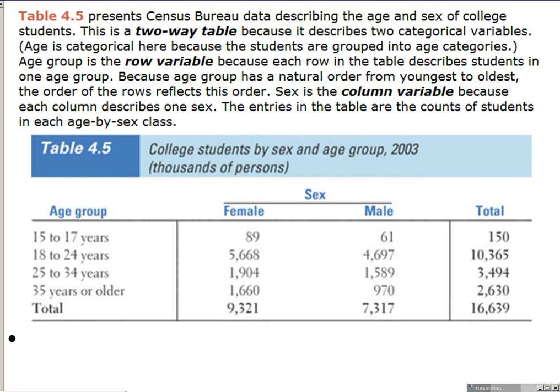Age group is the row variable because each row in the table describes students in one age group. Because age group has a natural order from youngest to oldest, the order of the rows reflects this order. Sex is the column variable because each column describes one of the sexes, either male or female. The entries in the table are the counts of students in each age by sex class.